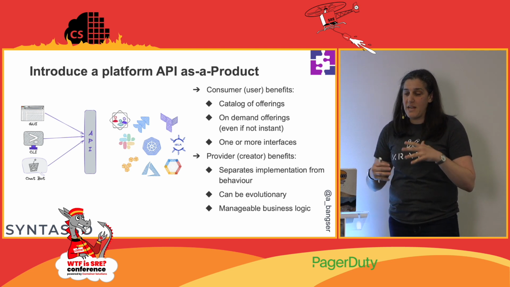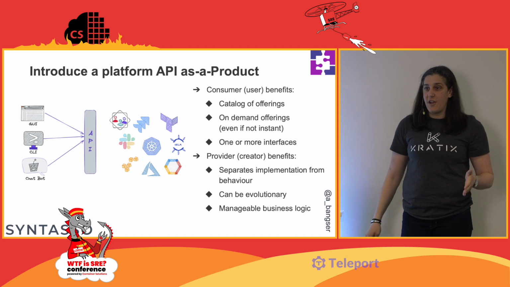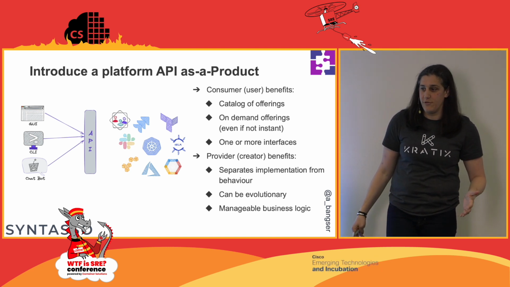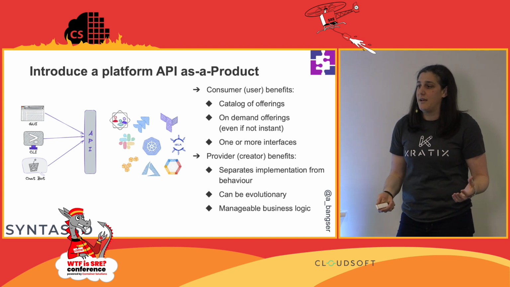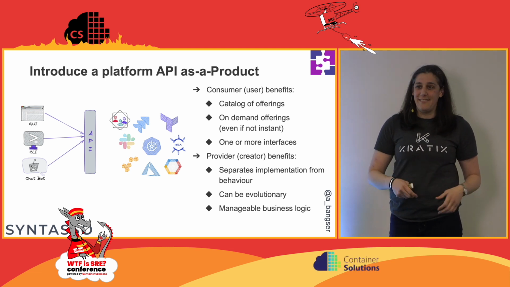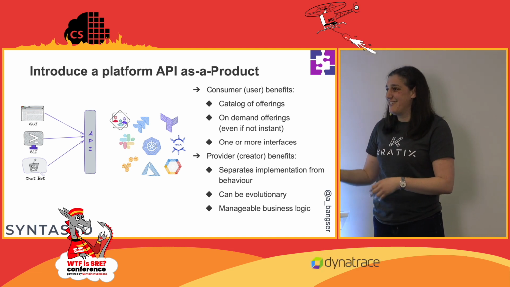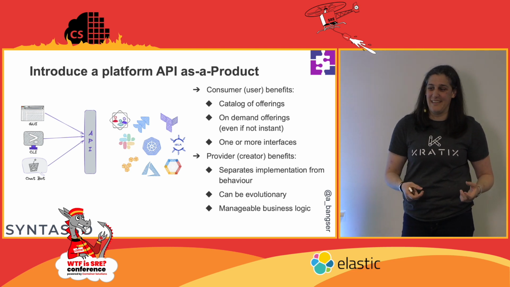And so, platform as a product, and it's got to be coming from the API. And the benefits of getting this API in front of that platform is from the consumer side, you get the same thing we talked about for the portals. You get that catalog of offerings, you get that on-demand, even if not instant, delivery of things. This is like when you go and buy an airline ticket, and they say, oh, we'll email you your confirmation when it's ready, right? Like, API doesn't have to be synchronous. It doesn't have to be instant.